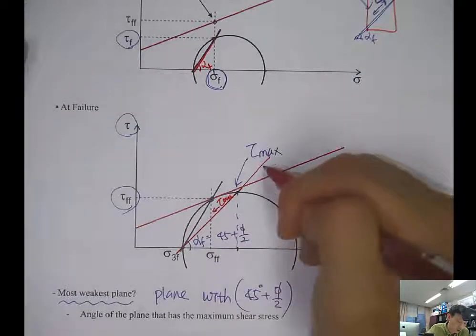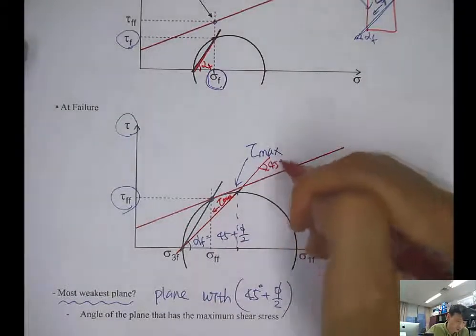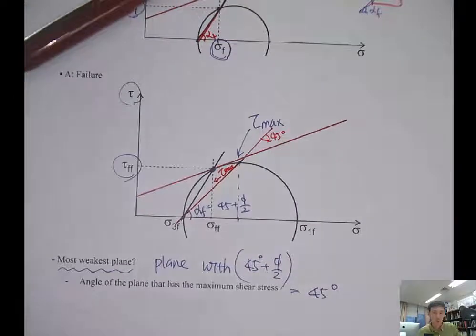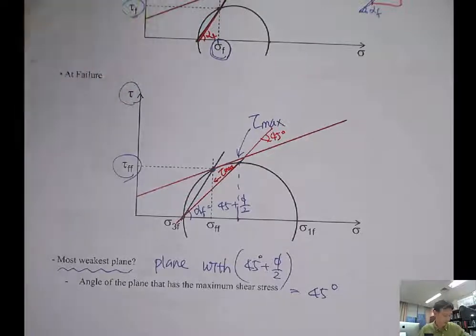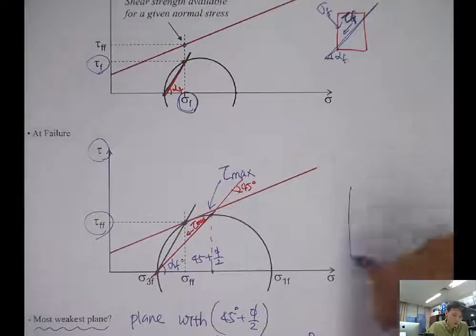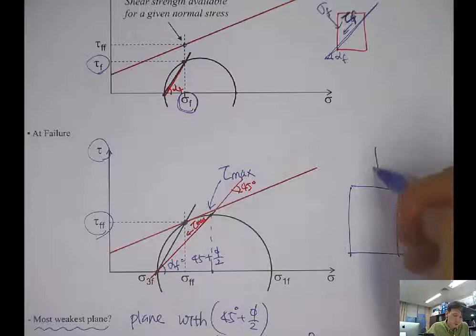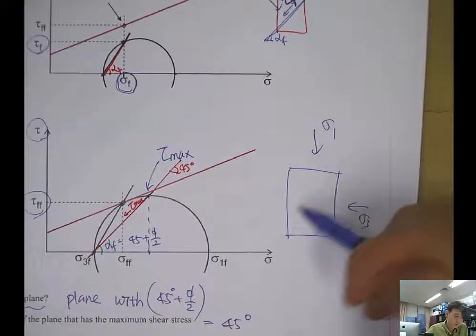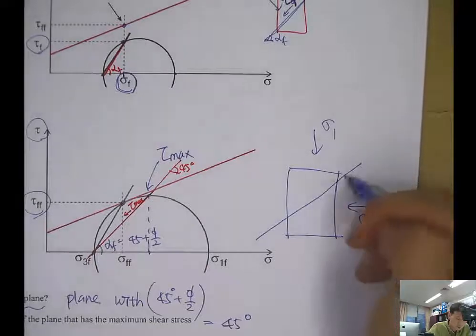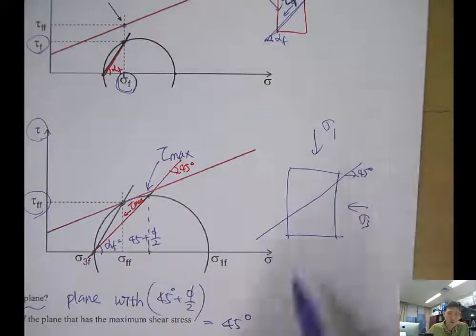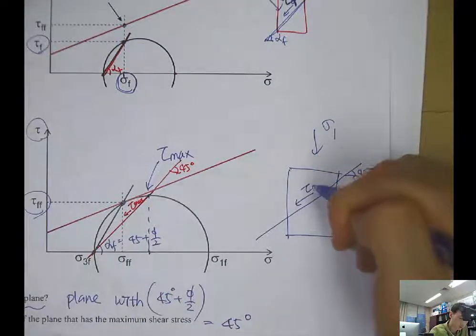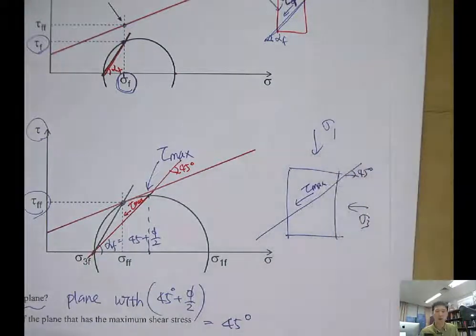And the angle of this is 45 degrees. So the answer is 45 degrees. That means that in a soil mass, if the sigma 1 is applied here and sigma 3 is applied here, then the plane with the 45 degree inclination has the tau max, the maximum shear stress applied.